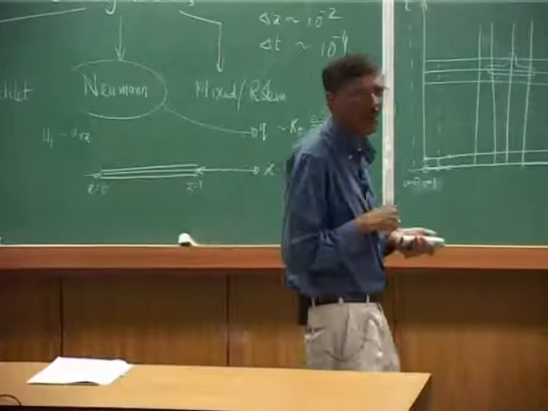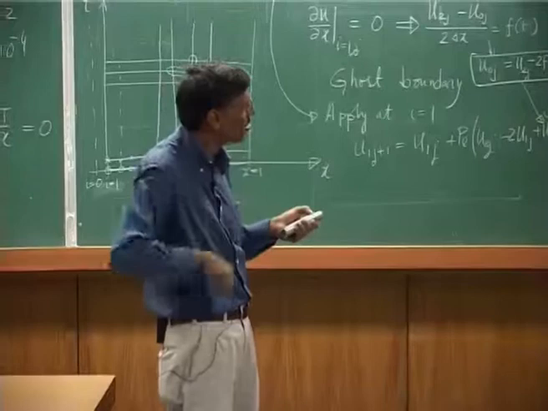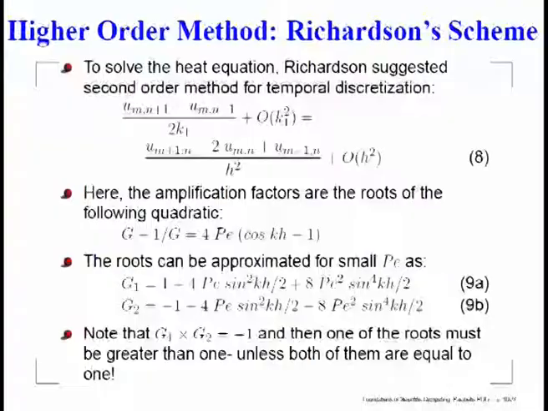And that led him to suggest that, look, we are doing second order accurate in space, right? If I look at it in terms of h squared, right? So, why not make the time discretization also second order accurate? So, what would I do? If I am applying this equation at j, I will take the solution one level up related to one level below, right.